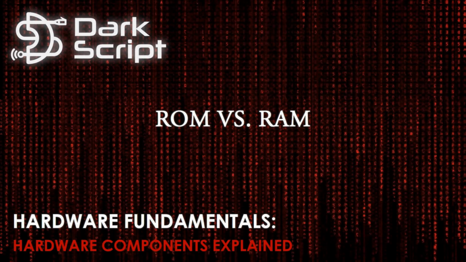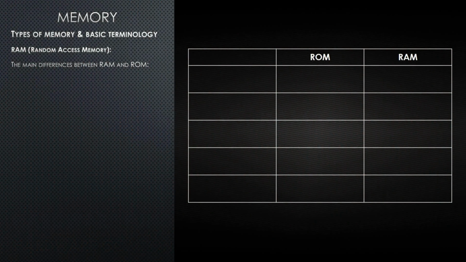Let's make a quick comparison between ROM and RAM. This will shed some light if you're still not there. The main differences between RAM and ROM. Speed. RAM is way faster than ROM, which is why real-time read and write operations are performed on the RAM and not on the ROM.